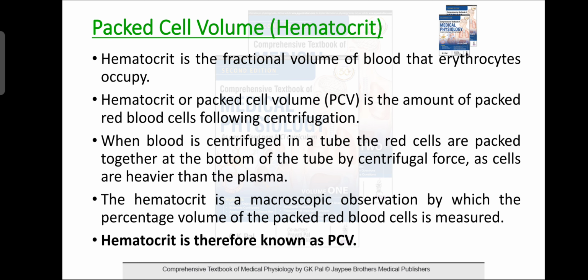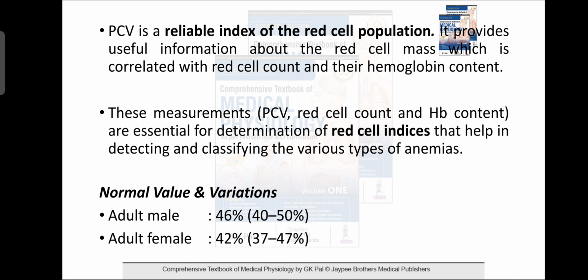So that is about packed cell volume. Packed cell volume is a reliable index of the red cell population. It provides useful information about the red cell mass, which is correlated with the RBC count and hemoglobin content. Measurement of PCV, RBC count and hemoglobin is essential for the determination of red cell indices, which will come later on. What are red cell indices? They are MCV, MCH, MCHC, which help in detecting and classifying the different types of anemia.